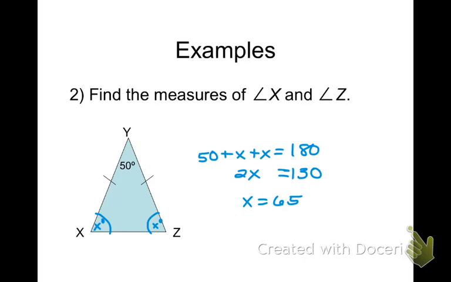Let's put it into context. What's the measure of angle x? 65 degrees. What's the measure of angle z? 65 degrees. Good. Could we have gotten there without writing the equation? Sure. We could have done 180 minus 50, which is 130, and since those two have to be the same, divided by 2, which gets you 65.